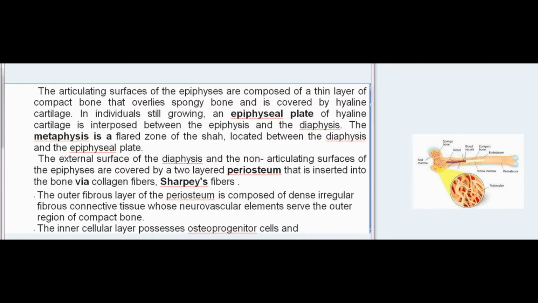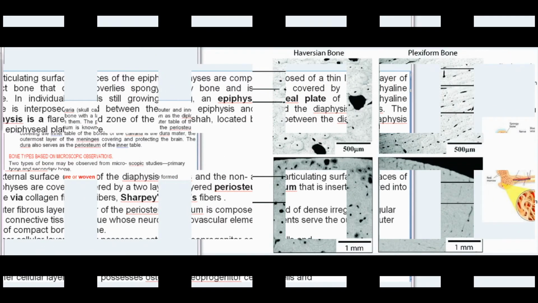The external surface of the diaphysis and the non-articulating surfaces of the epiphyses are covered by a two-layered periosteum that is inserted into the bone via collagen fibers, Sharpey's fibers. The outer fibrous layer of the periosteum is composed of dense irregular fibrous connective tissue whose neurovascular elements serve the outer region of compact bone. The inner cellular layer possesses osteoprogenitor cells and osteoblasts.